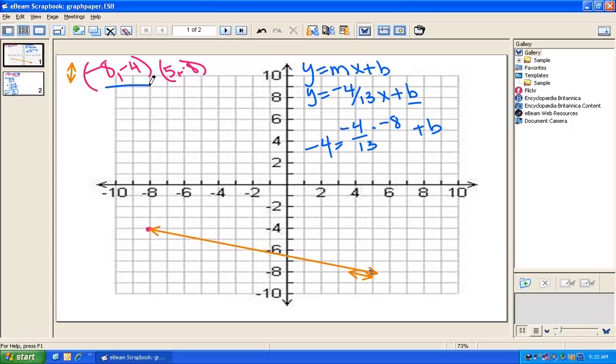Okay, so let's solve it. We end up with negative 4 equals, and I have to do this multiplication piece here. A negative times a negative is going to give me a positive, and 4 times 8 is 32 over 13 plus b. How do I get b all alone? Brianna? Add a negative 32/13 to both sides.